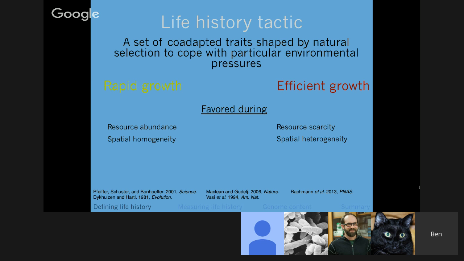However, there hasn't been a whole lot of evidence suggesting that these contrasting tactics are prevalent or important in natural populations or communities. And I've tried to use a comparative approach in my dissertation research to examine if organisms favored under these contrasting environmental conditions exhibit these rapid or efficient life history tactics.